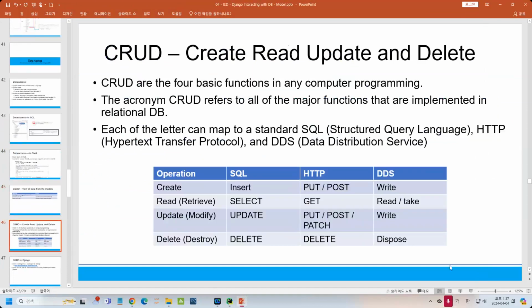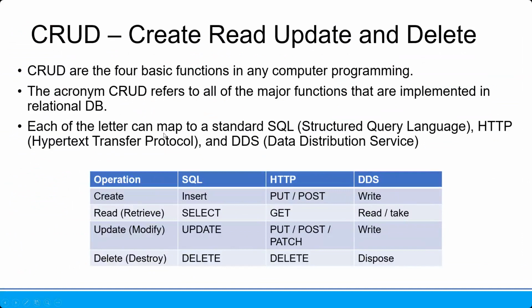We are going to learn about CRUD. What is CRUD? C means create, R means read, U means update, and D means delete. We sometimes call it CRUD. CRUD are basic functions in any computer program.